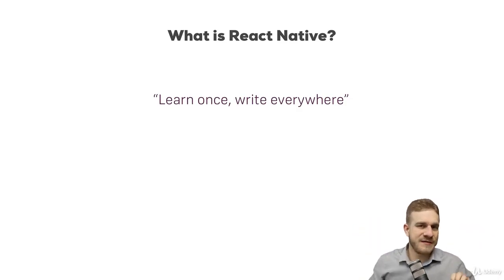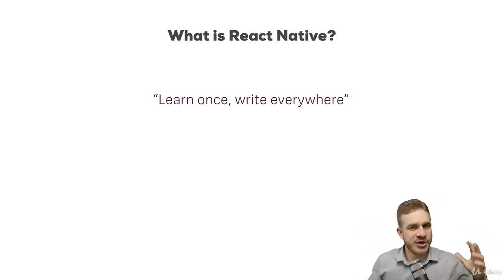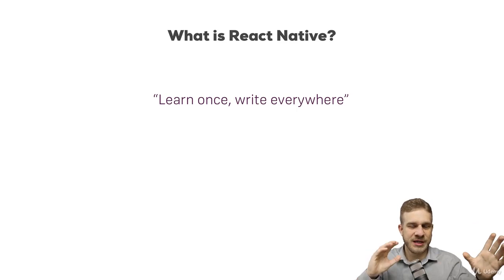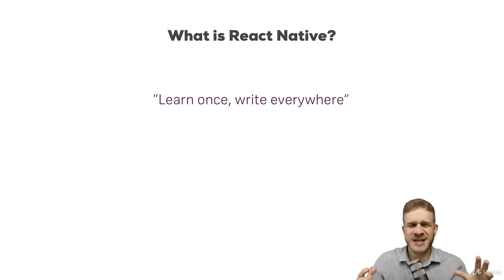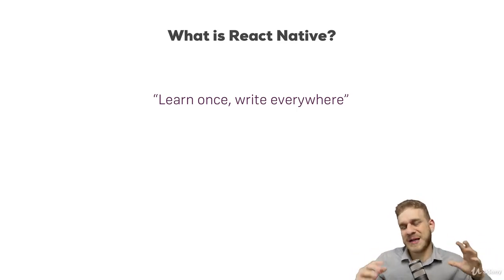Other alternatives like Ionic and Cordova, which are also tools that allow you to build native apps with web technologies, are all about "write once, use everywhere." React Native is about "learn once, write everywhere," because React Native is all about embracing the differences that exist between Android and iOS. So it's not that you write one piece of code and it runs everywhere. If that was your expectation, you can do that in a lot of scenarios, but not always.